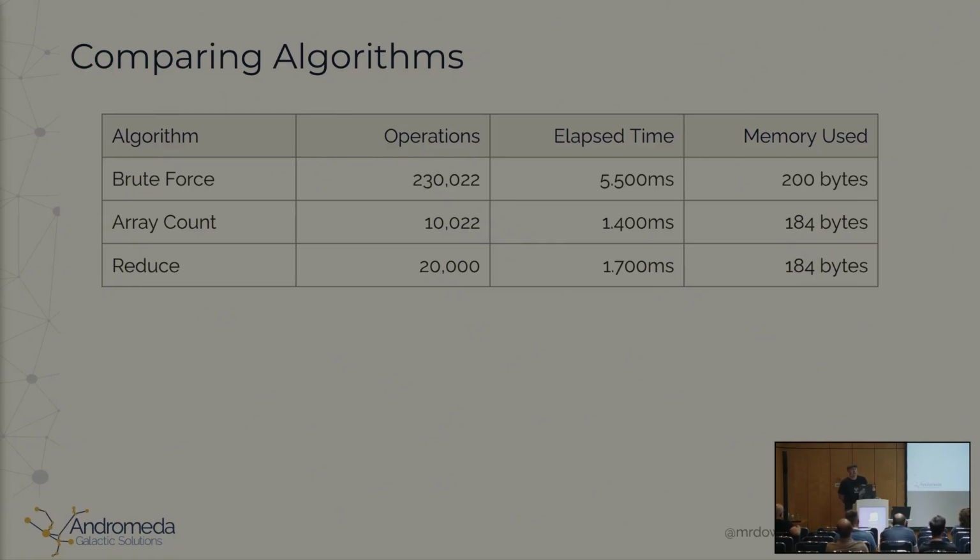So the operations that we were counting here are both the comparison and assignment operations. So the first little asterisk there is assignment and comparison operations are not created equal. One of those is slower than the other. The other is that if you look at this, you'll notice that the elapsed time is not necessarily proportional to the number of operations. Brute force is actually doing more operations per second than the other two are, interestingly enough.